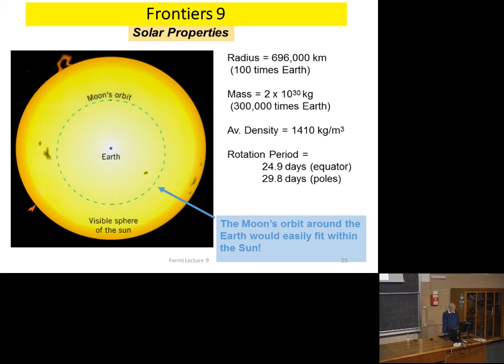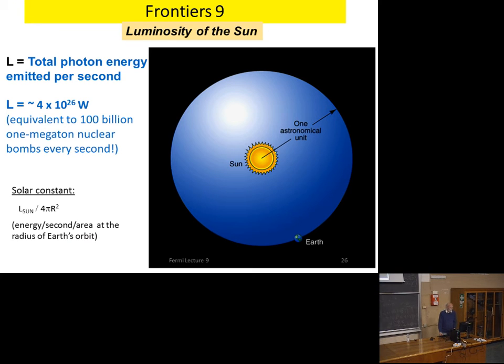So the size, again, I've shown before I change slides. If you take the moon's orbit around the Earth, it's all contained within the size of the sun. To emphasize how big the sun is, even though it seems small in the picture, it's quite big compared to the sizes that we're used to on the Earth and the moon. The surface temperature is 5,780 degrees Kelvin. So it's hot on the surface of the sun. Of course, we know that.